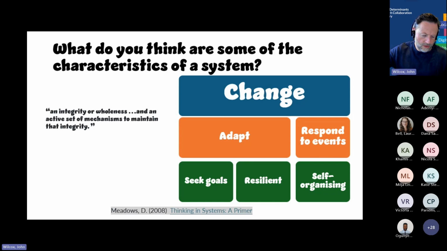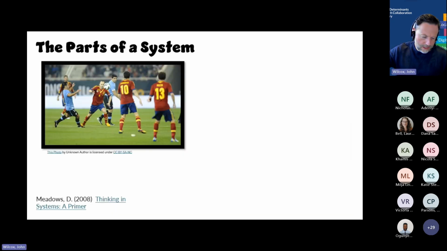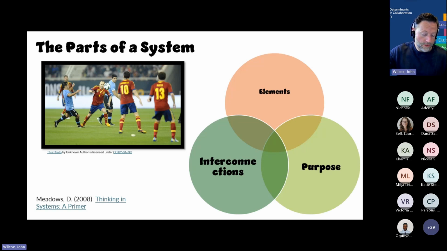So they're the characteristics, and similar is the parts of a system. In this book, the parts of a system are described in three parts. First of all, you've got what are called the elements. That's the stuff or individual parts of a system, the really recognizable things. For example, the reason I put the picture of football on there is that if we use football as an analogy, then a recognizable thing is the players or the football kit that the team wears. But it can also be physical objects, people, or even intangible things like policies or rules.